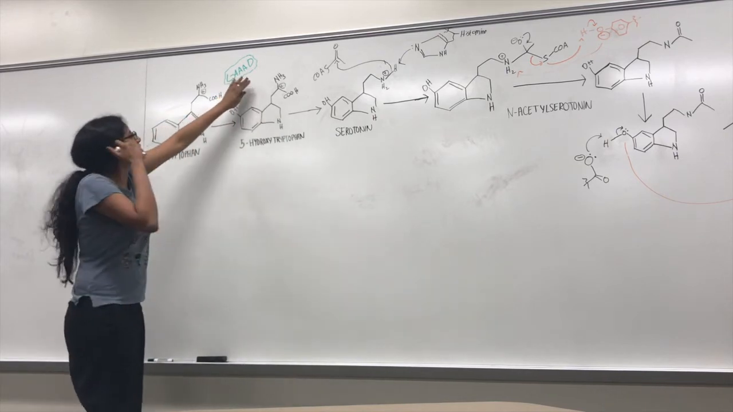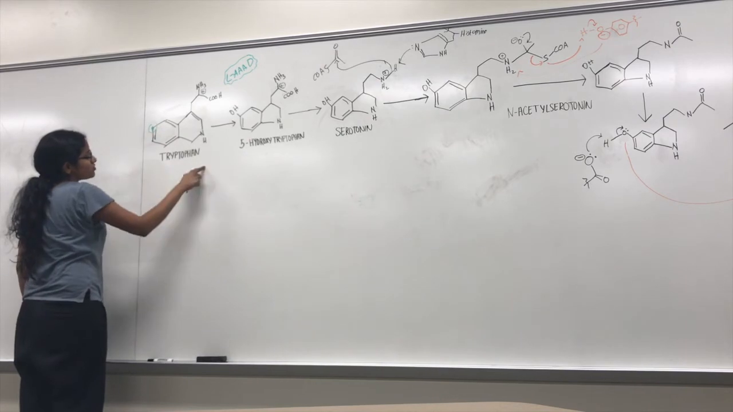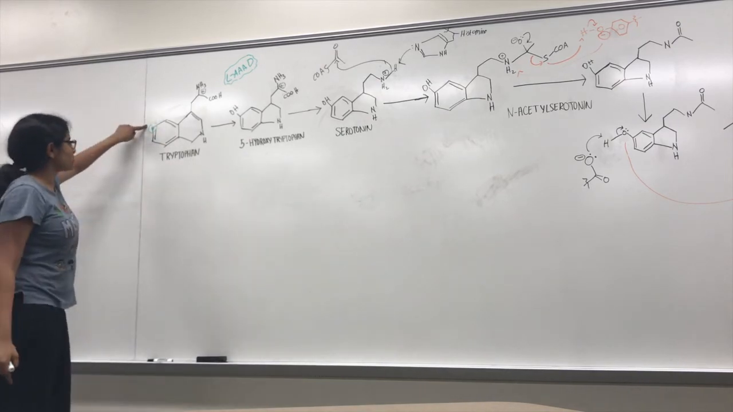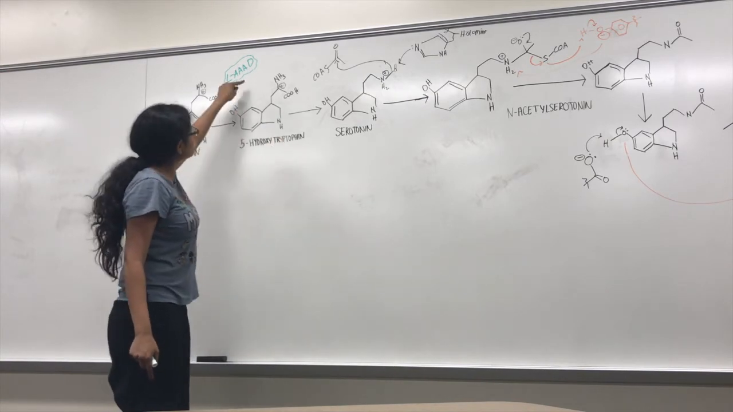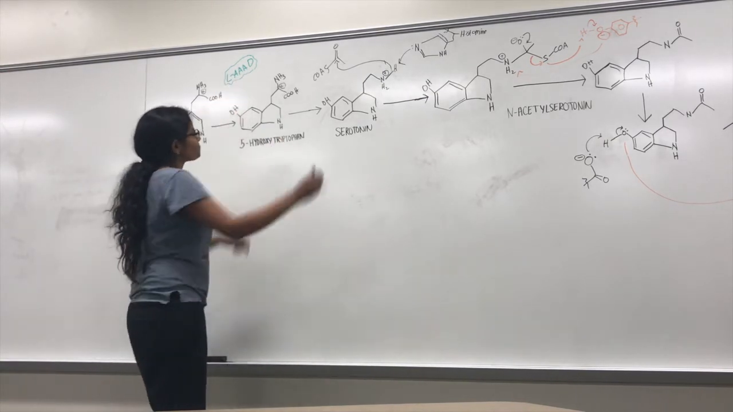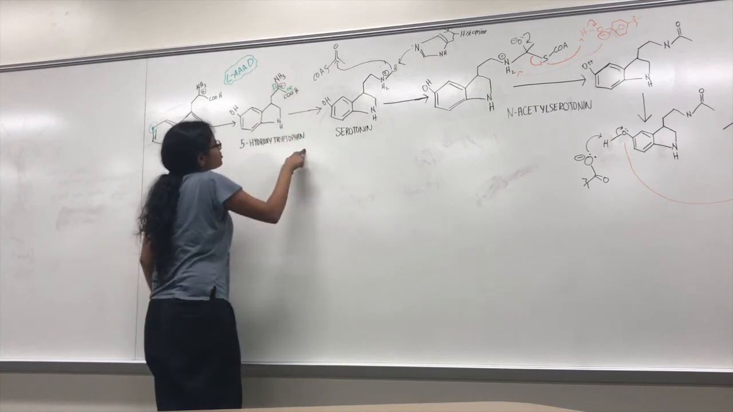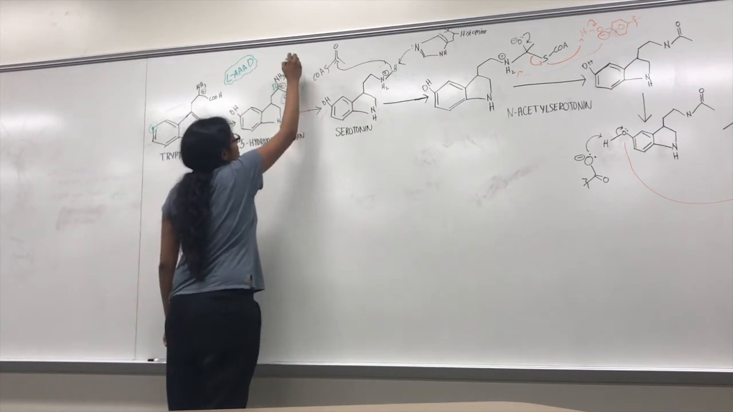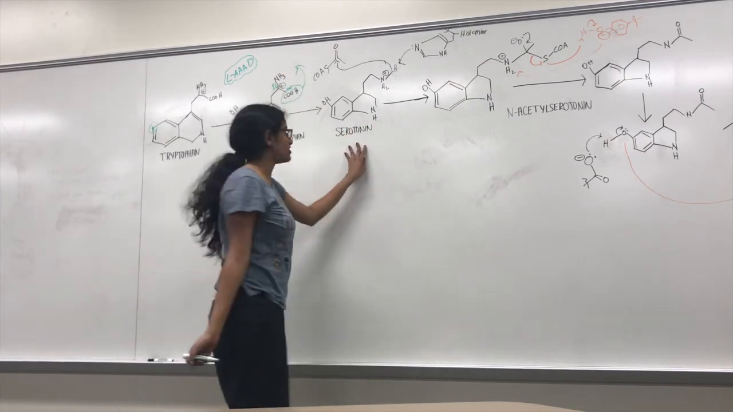So what happens is the L-AAAD reacts with the 5 position of the tryptophan, and it adds a hydroxy group here, which in turn creates 5-hydroxytryptophan. And then again, in the presence of the same enzyme, it reacts with the alpha location of the 5-hydroxytryptophan, and it pulls away the carboxylic acid. And that results in the creation of serotonin.